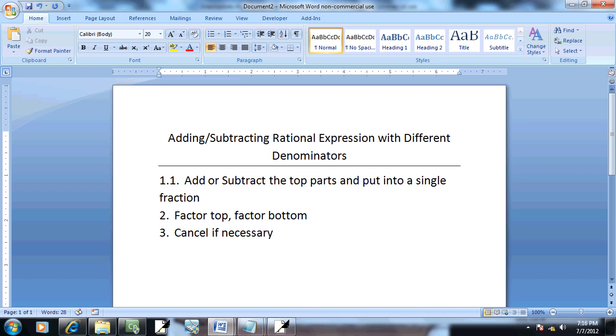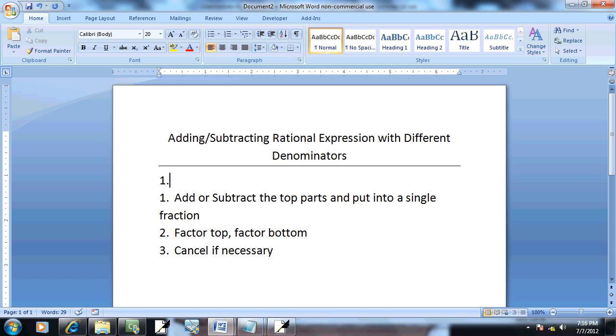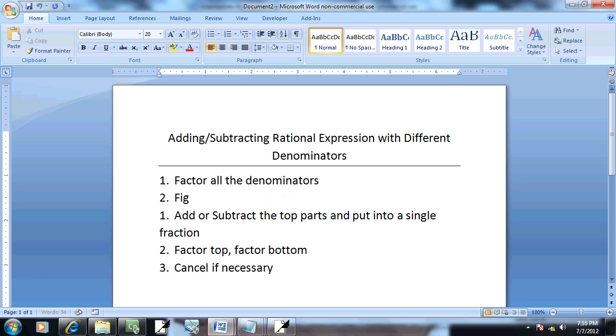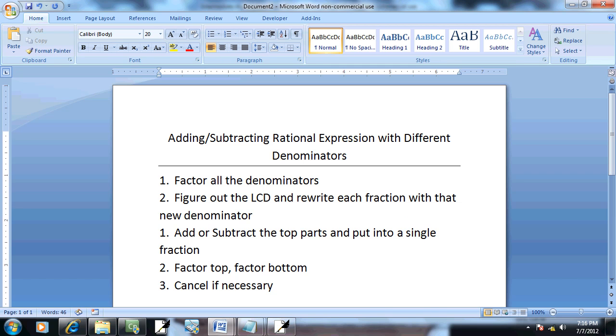Okay, step one. We're going to factor all the denominators. Step two, figure out the LCD and rewrite each fraction with that new denominator. Step three, add or subtract the top parts, put into a single fraction. Step four, factor the top, factor the bottom, and cancel if necessary.